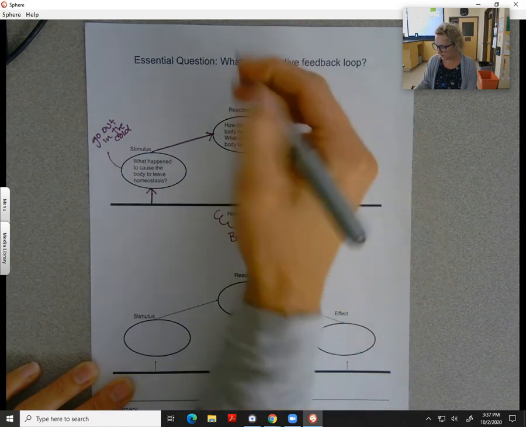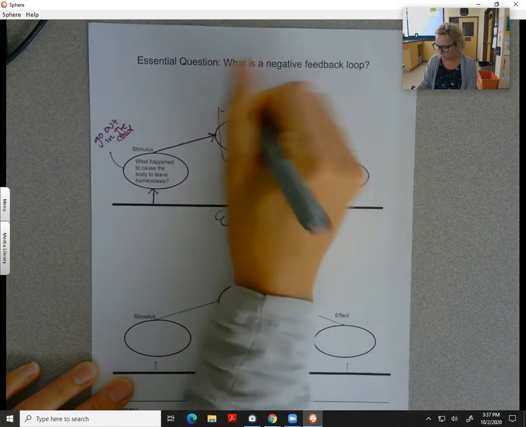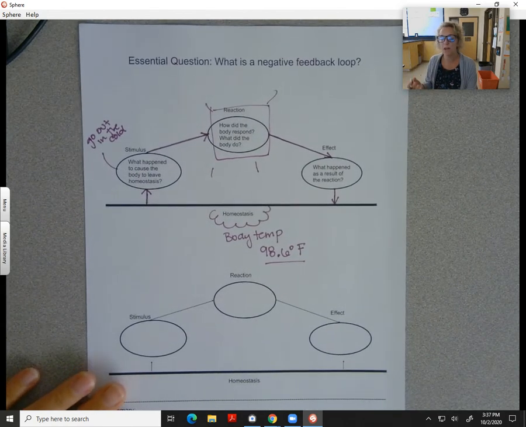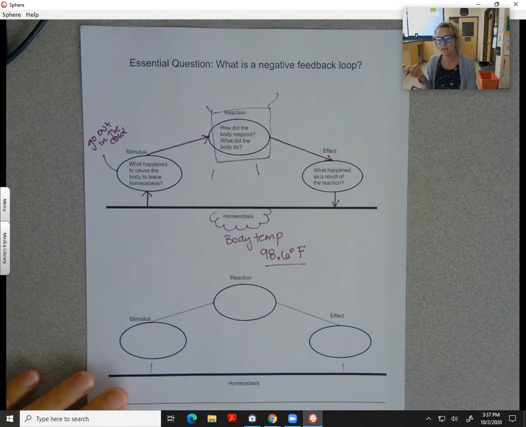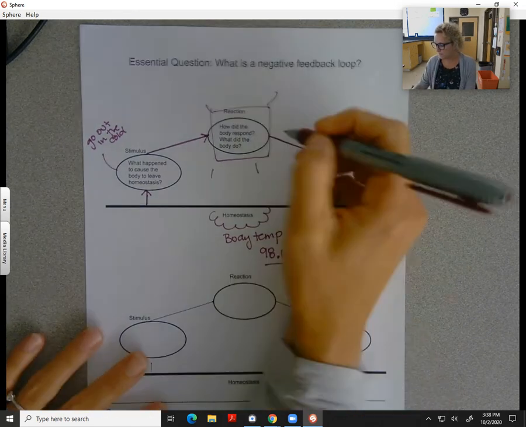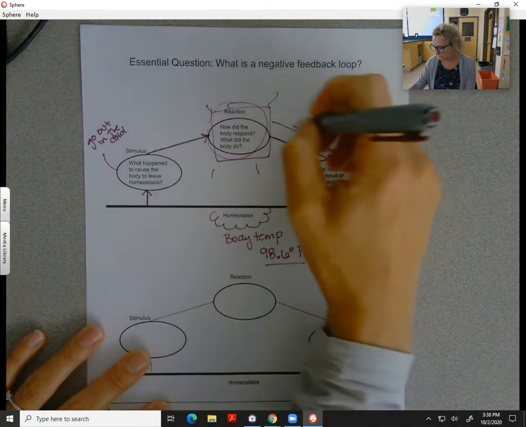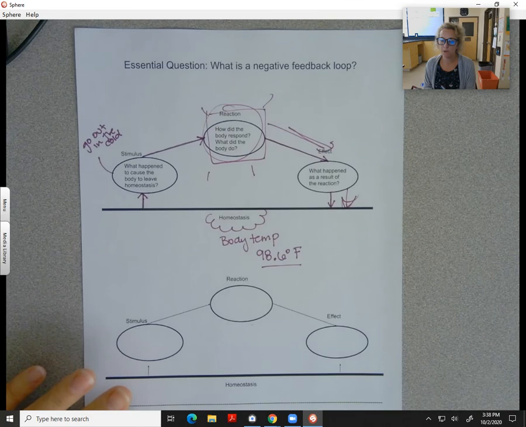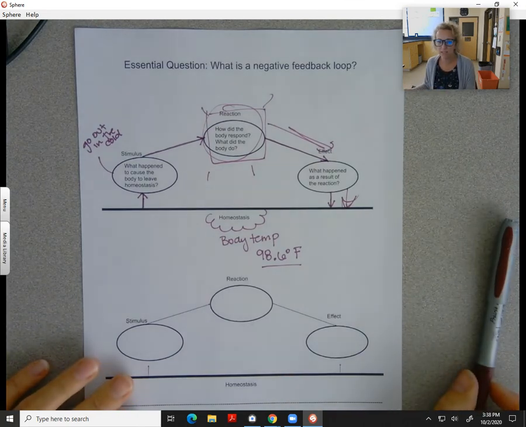Now we want to think about, what does the body do to respond to that imbalance? If we get out in the cold environment, our body is going to have mechanisms to bring our body temperature back up. That could be our blood vessels constricting or getting smaller to hold in and maintain heat. Shivering, getting our muscles moving and producing heat that way. So those reactions are going to have an effect on the body to bring it back down to this homeostasis or set point. And that's the focus of today's learning.